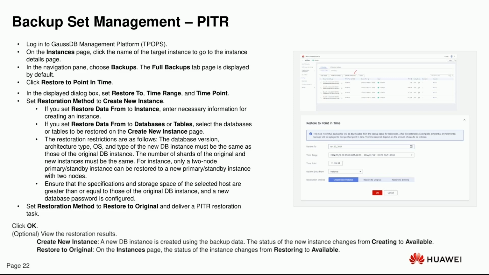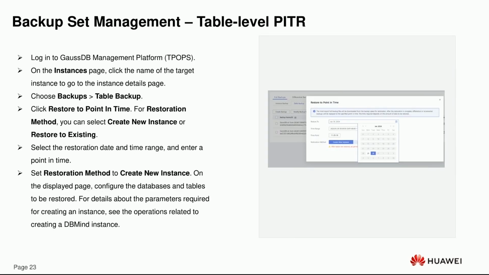If Restore to Original is selected, after the restoration is complete, the status of the instance changes from restoring to available. You can restore data from a table using PITR. The procedure is as follows. Log in to GaussDB management platform. On the Instances page, click the name of the target instance to go to the Instance Details page.